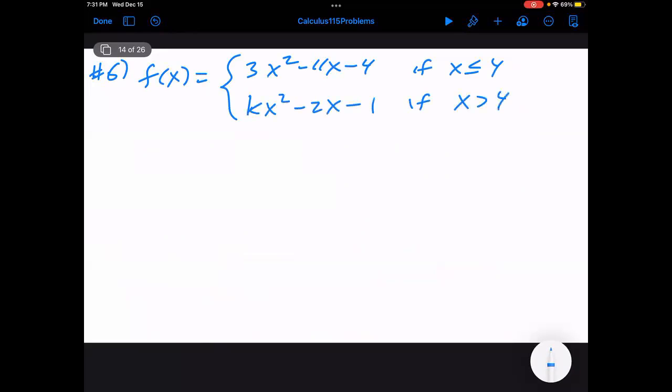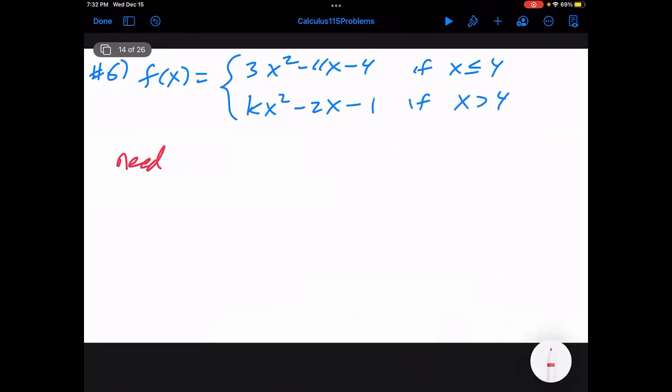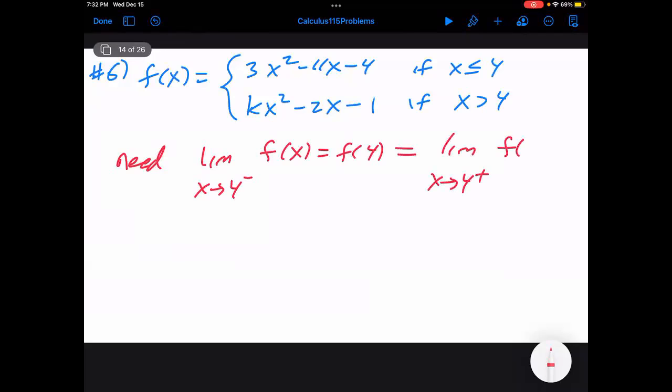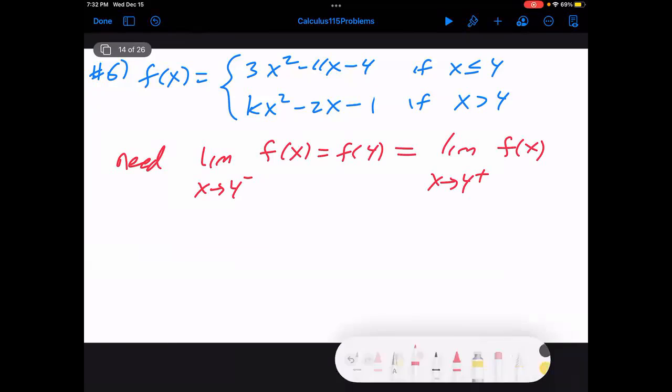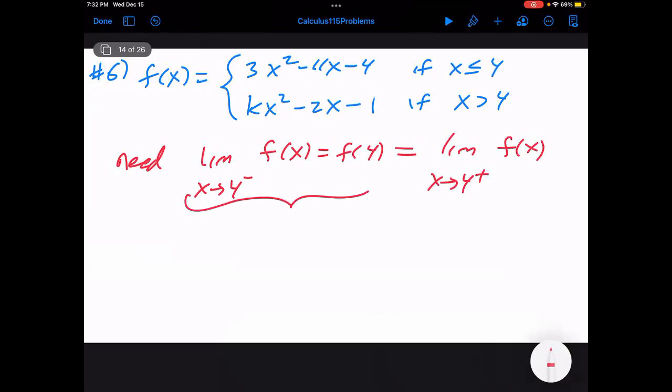Okay, so we need the value of k to make this continuous. Right, so we need the limit as x goes to 4 from below of f of x to equal f of 4 to equal the limit as x goes to 4 from above of f of x. So we need these to be equal. But we're actually lucky because the top is defined for x less than or equal to 4, so we have no problem.